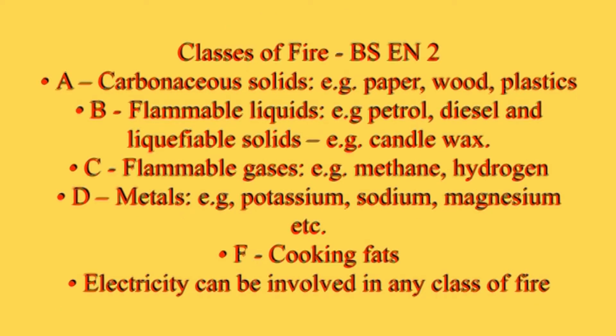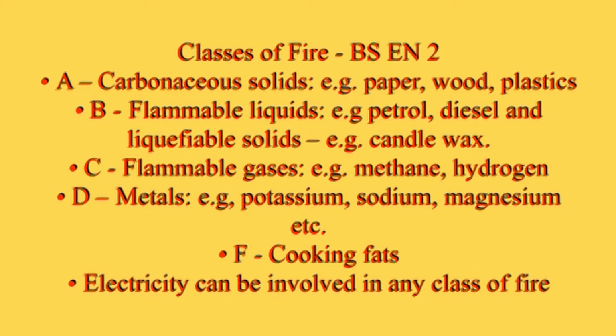Fires are classified into A, B, C, D, E and F. A is a carbonaceous solid such as paper, wood or plastics. B are flammable liquids such as petrol, diesel and liquefiable solids such as candle wax. C, flammable gases, methane, hydrogen. D is metals, potassium, sodium, magnesium, etc. F is for cooking fats, and class E, which is actually an American classification, is one in which electricity can be involved, but don't forget it can be involved in any class of fire.